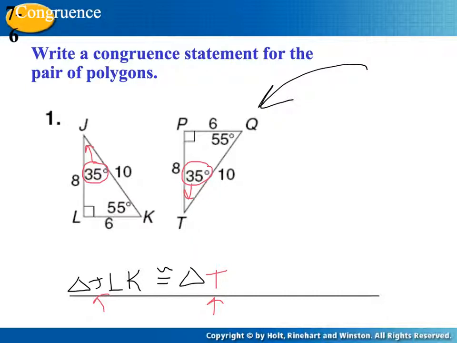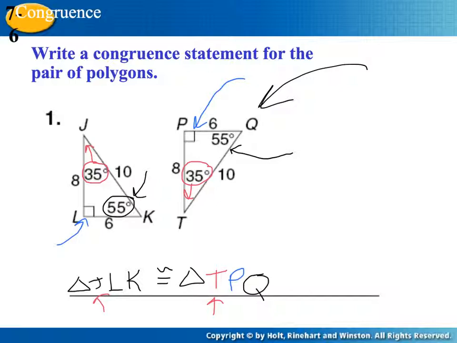Next, I wrote L. L is my 90-degree angle. So in my other statement, I need to put P in there because P is my right angle, my other 90-degree angle, which leaves me with my 55-degree angle. On the other side, I have a 55-degree angle, which is Q. So JLK is congruent to TPQ. I need to make sure that I have the correct letters in order in order to write this correctly.